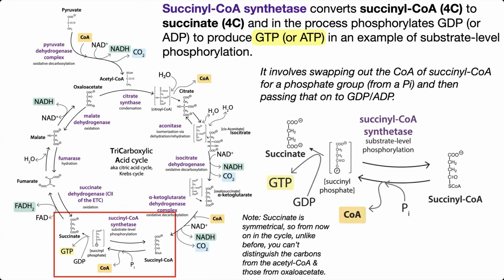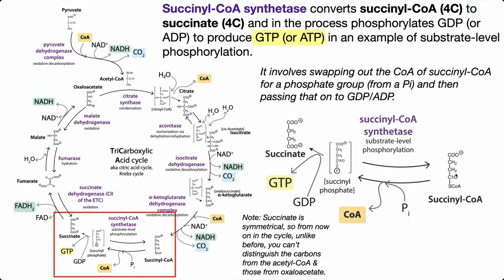The next step is going to be to actually remove that CoA group and replace it with a phosphate group, and then remove that phosphate group and stick it onto GDP. So it's going to be a series of pass-offs, and so let's take a look at what's going on.